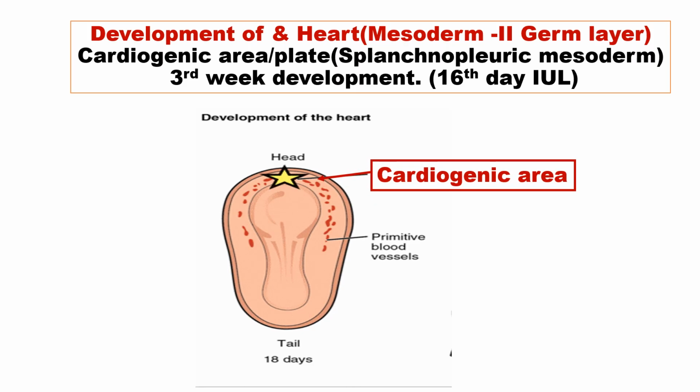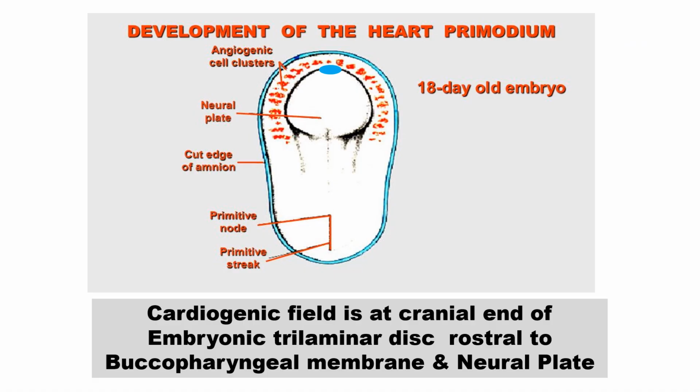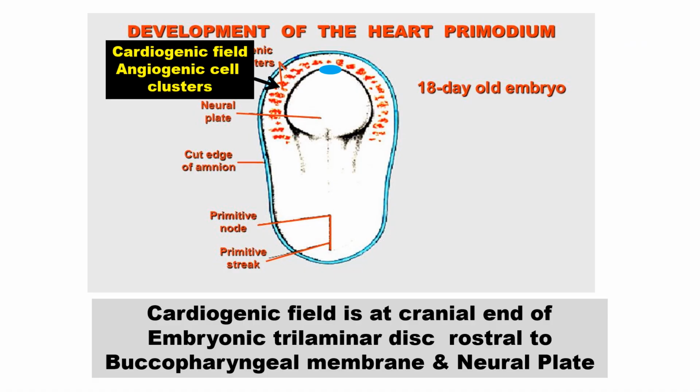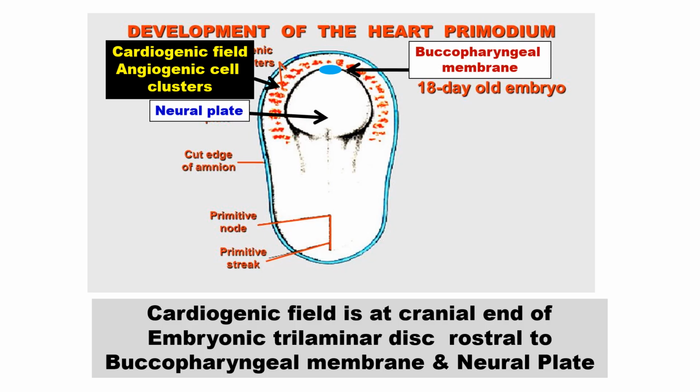The cardiogenic area on the plate is derived from the splanchnopleuric mesoderm, around the 16th day of intrauterine life. The cardiogenic field is at the cranial end. It is derived from the angiogenic cell clusters, and it is seen in the embryonic trilaminar disc rostral to the buccopharyngeal membrane and the neural tube. These cells are derived from the primitive streak.